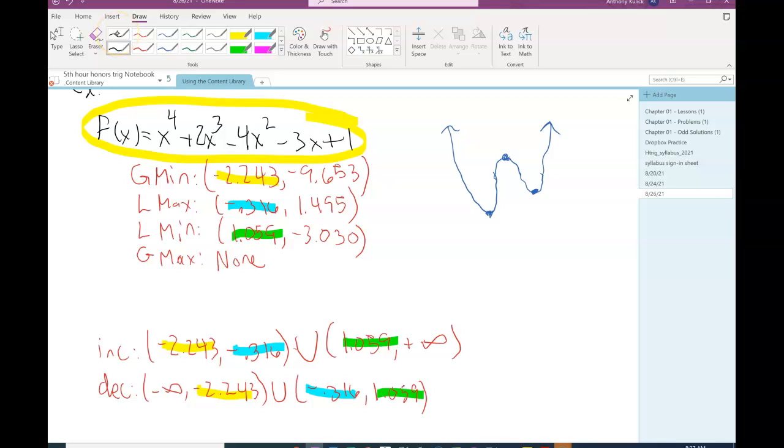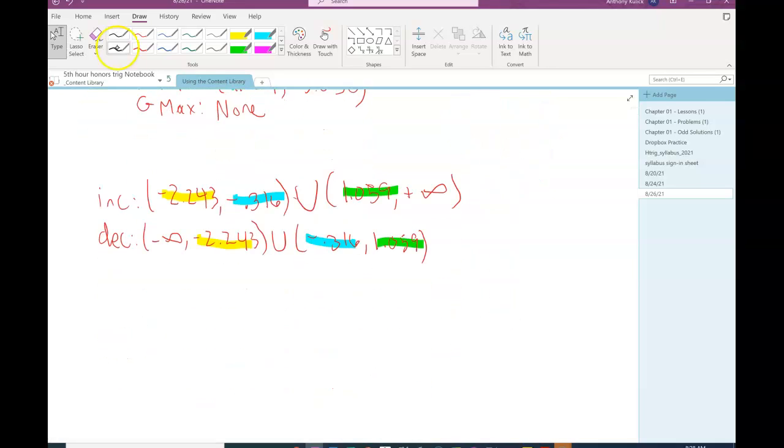Which is kind of nice, right? If I have the extreme points, I can write my intervals of increasing and decreasing without even looking at a graph, provided I know that it's continuous, right? You could also have changes from increasing to decreasing at discontinuities. Also, that's possible. So keep that in mind. Okay.